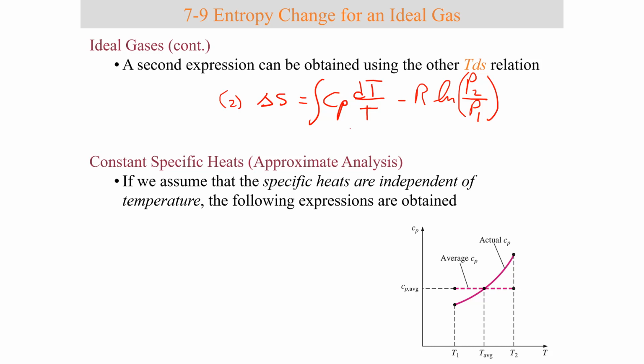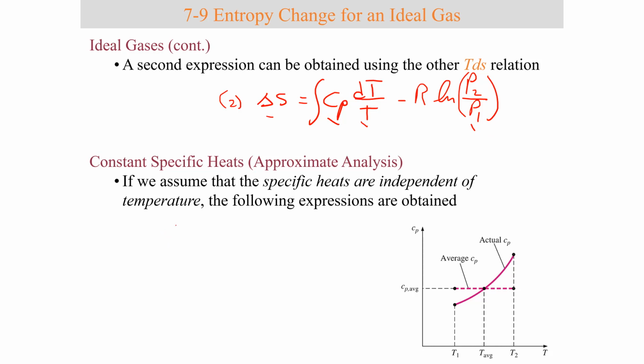Now, in order to evaluate these integrals, I need to make an assumption about the specific heats, whether they are constant or variable, much like we did in earlier chapters dealing with the internal energy and enthalpy change of an ideal gas. The difference now is that entropy is a function of temperature and also pressure, not just a function of temperature like it is when computing internal energy and enthalpy for an ideal gas.